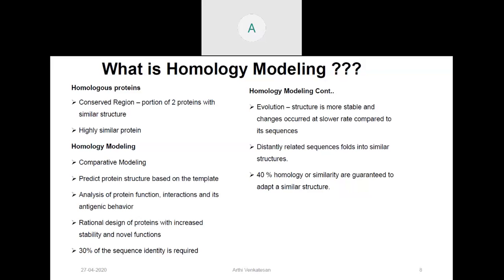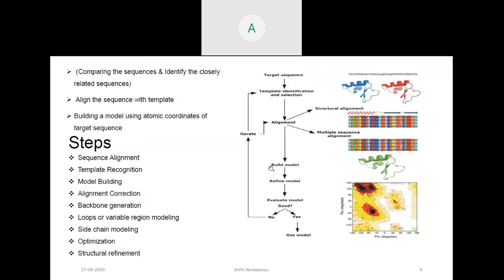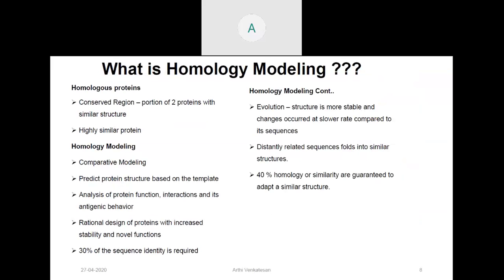Aarti, I have a question, maybe the same question people will also have. Are the terms comparative modeling and homology modeling similar? Yes, homology modeling we also call comparative modeling. The reason we use the term comparative modeling is that we are looking for a homologous sequence, a template sequence.